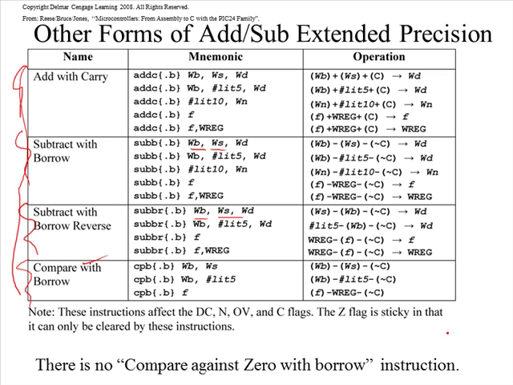These operations are said to be sticky in terms of the Z flag, in that it can only be cleared by these instructions. We'll talk more about what this actually means on the next slide. Note that there is no compare against 0 or borrow instruction.